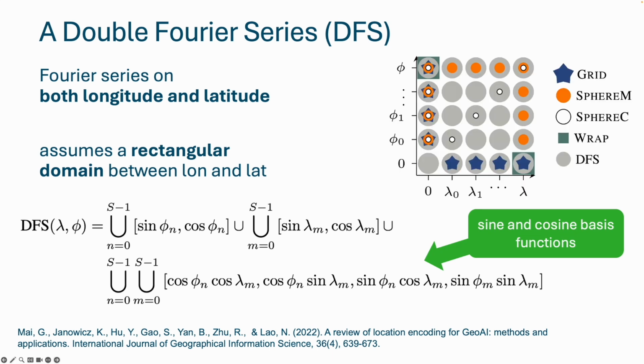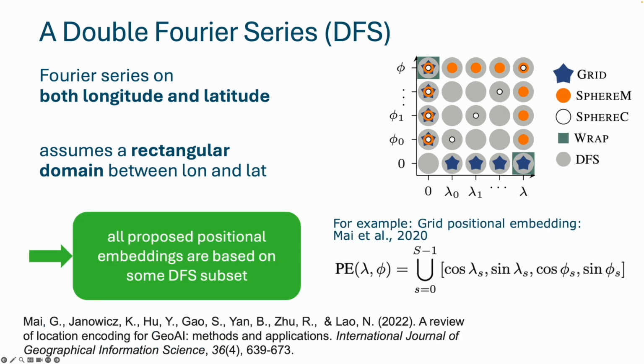And in fact, all of those positional embeddings proposed in the last years can be seen as a subpart of these double Fourier series. So the double Fourier series are basically all of the gray points that represent longitude and latitude at various frequencies. And you can see that rep, for instance, is only the sine and cosine at the base frequencies, while the grid basically has higher and higher frequencies involved as well.